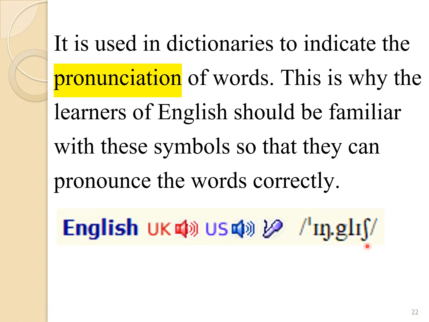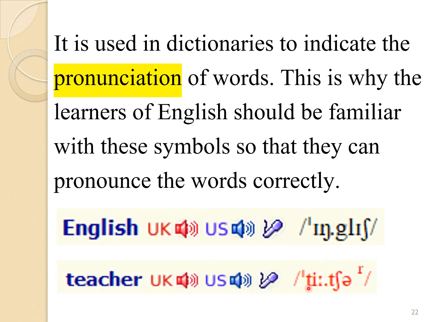For example, English: we have a number of symbols that we are going to work on in this course. For example, teacher. This may be confusing actually in the beginning because we are not familiar with these symbols, and this is the subject matter of this course. We are going to work on these symbols in detail.